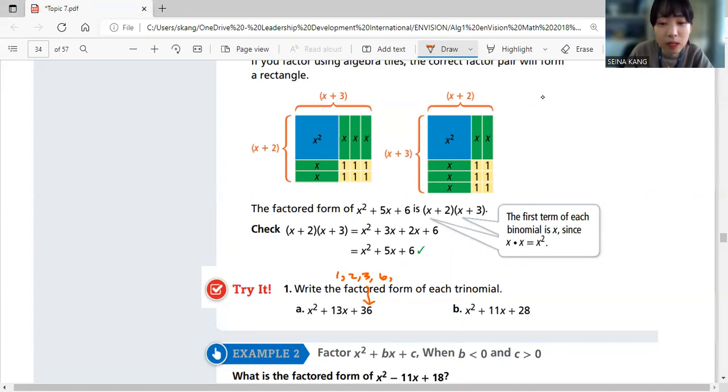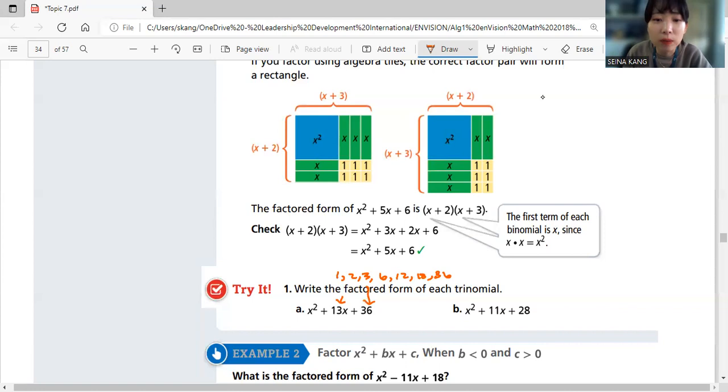And then 12, and then 18, and then what? 36. There you go. And then you want to figure out the sum of two factors here that makes 13, right? So 6 times 6 is 36. 6 plus 6 is 12. So it's close, but not really.